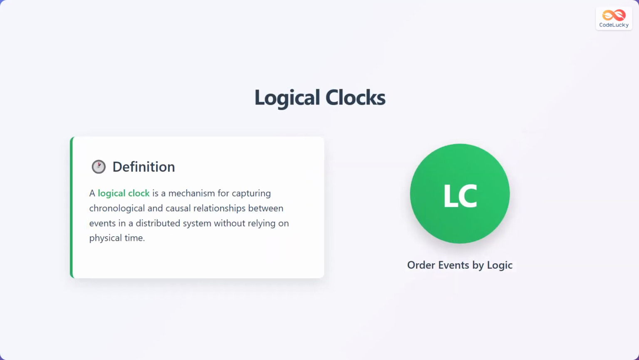Let us introduce the concept of logical clocks. A logical clock is a mechanism designed to capture chronological and causal relationships between events in a distributed system. The beauty of logical clocks is that they accomplish this without depending on physical time. Instead, they rely on the internal logic and event sequencing within the system to establish order. The abbreviation LC is used to represent logical clocks.